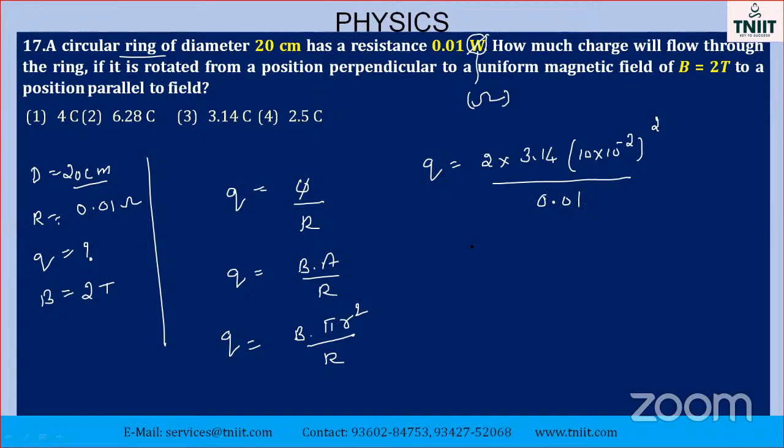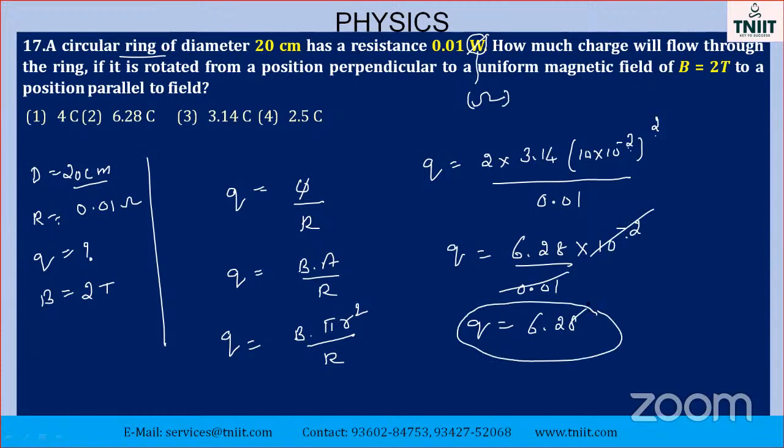Resistance value is 0.01. So Q is 6.28 into 10 power minus 2, because 10 into 10 power minus 2 is 10 power minus 1. 10 power minus 1 whole square value will be 10 power minus 2, divided by 0.01, which is nothing but 6.28, because 0.01 and 10 power minus 2 will get cancelled out. So what is the induced charge? 6.28 coulomb. So option B is the right answer.